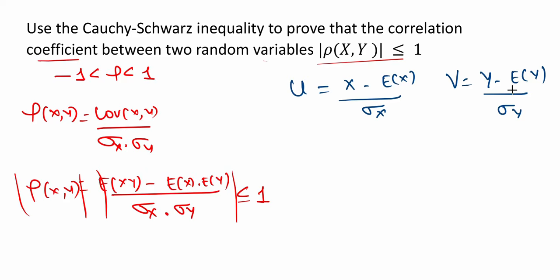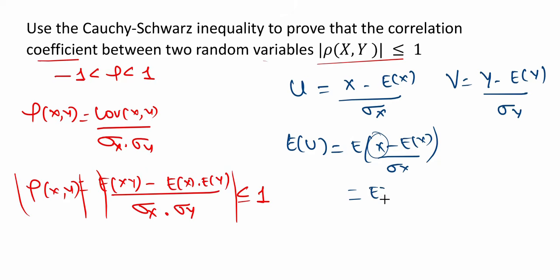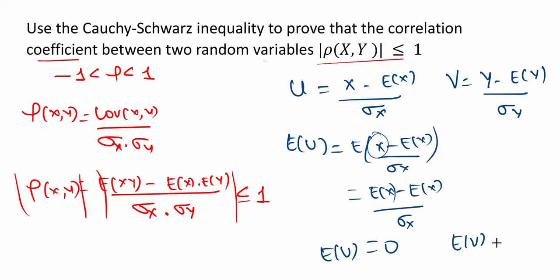This is our standard normal variate, where E of u will be nothing but the expectation of (x minus E of x) divided by sigma x. Only this x will get affected because E of x is already a constant and sigma is already a constant. So you will have (E of x minus E of x) divided by sigma x, which is equal to 0. So I have E of u equal to 0. In a similar fashion, I can also show that E of v equals 0.